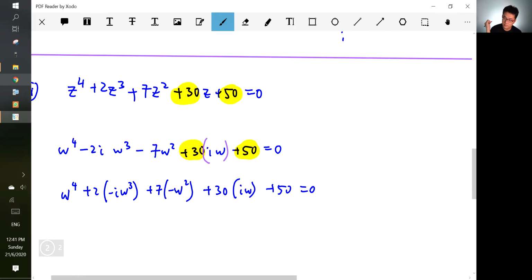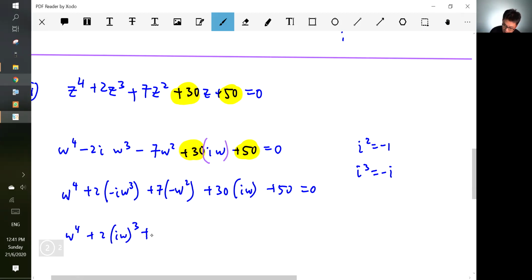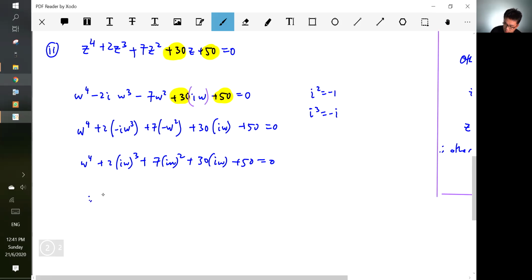Okay, so it doesn't take long for you to know i squared is minus 1, i cubed is minus i, right? So in other words, this could be changed to (iW)³ plus 7(iW)² plus 30(iW). Okay, this is a pretty okay question, I think. So hence, replace Z with iW.